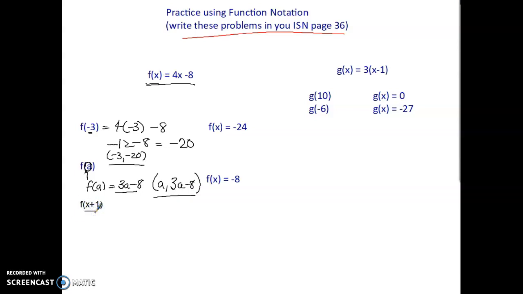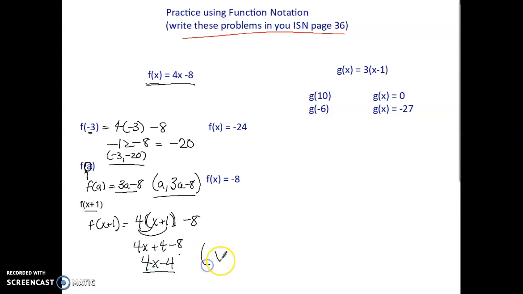When I have f of x plus 1, instead of writing x, I am going to substitute in x plus 1. So I have 4 times x plus 1 minus 8. Well, you should recognize this is the distributive property if you're using your brackets when you substitute. So you have 4x plus 4 minus 8. That means that 4x minus 4 is your f of x when x is x plus 1. So x is x plus 1. That means that your f of x, y, is 4x minus 4. And you can't simplify it any more than that.